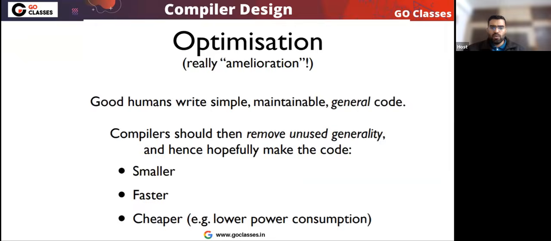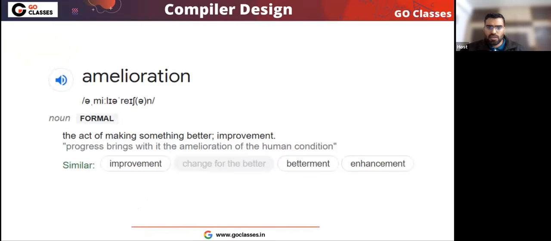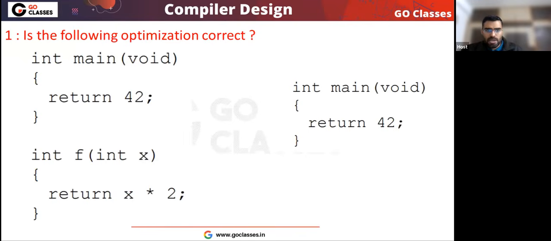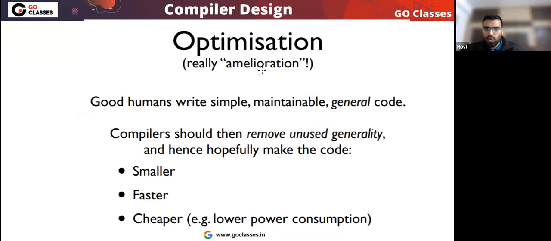Okay, now we have already seen what is optimization. Optimization basically means improvement. So we are just improving the program. We are improving the speed of the program and also the space that is required. Now my question is this. Remember, optimization, that is improvement, that is fine. Tell me this point, is this improvement?